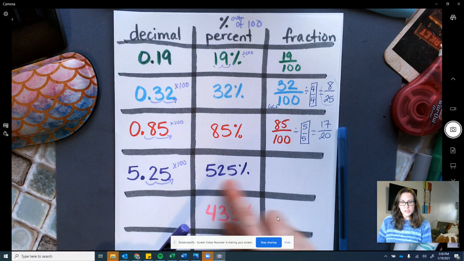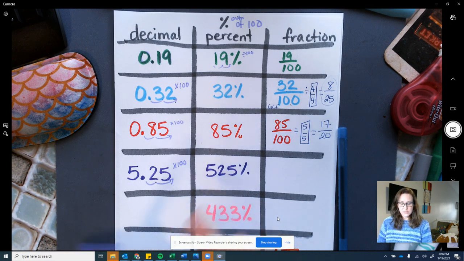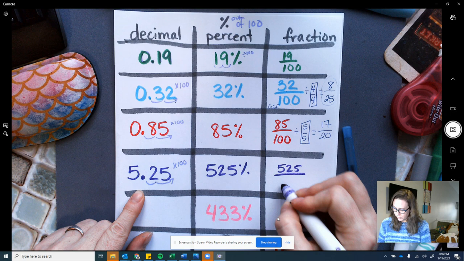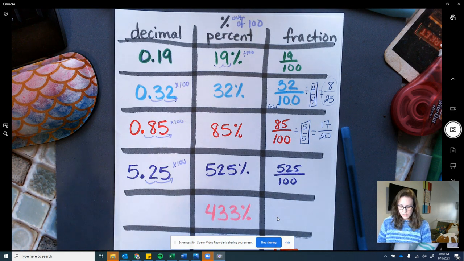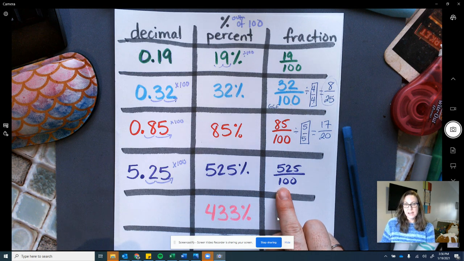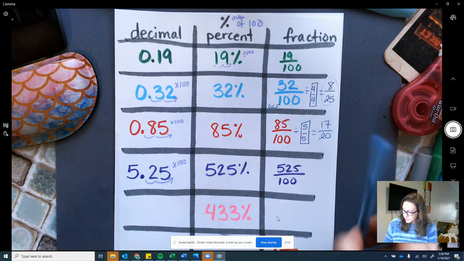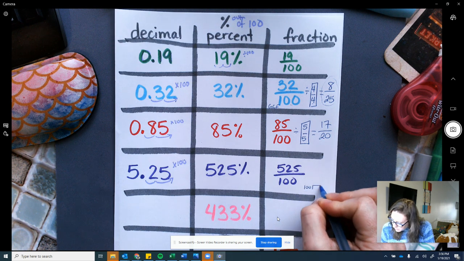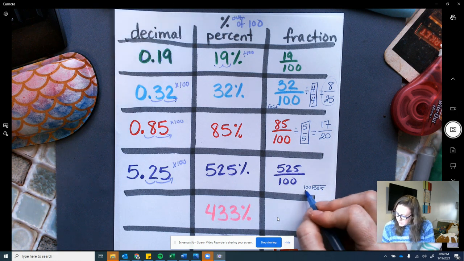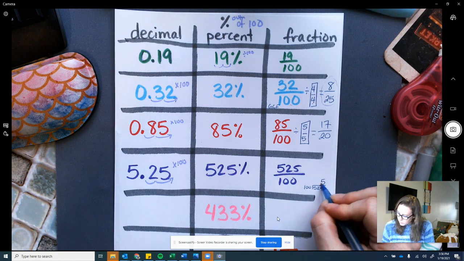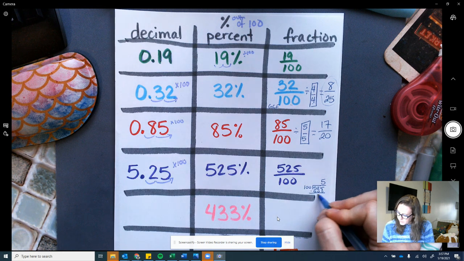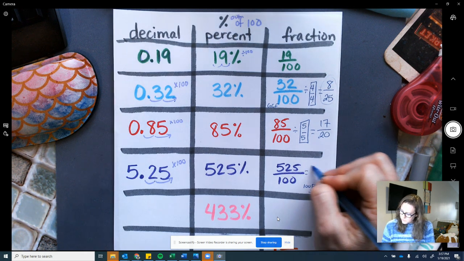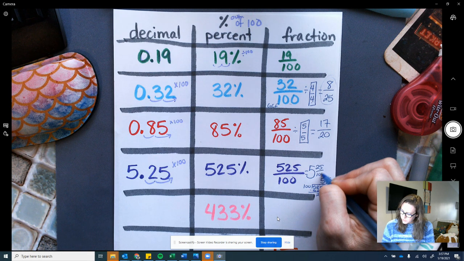Now, percents are always out of 100. So what we do here is we say it's 525 over 100. Now remember, every fraction is actually a division problem. So we can say 525 divided by 100. 100 goes into 525 5 whole times. We subtract that, we have 25 left. So that becomes 25 100ths. So that equals 5 and 25 100ths.